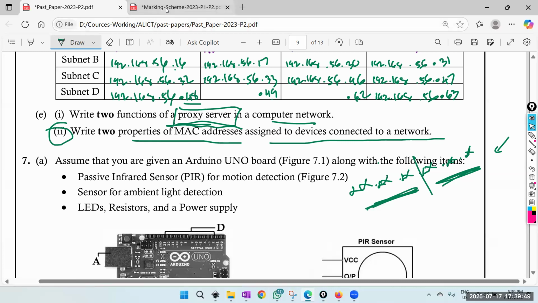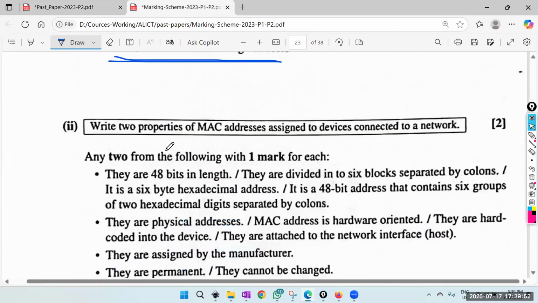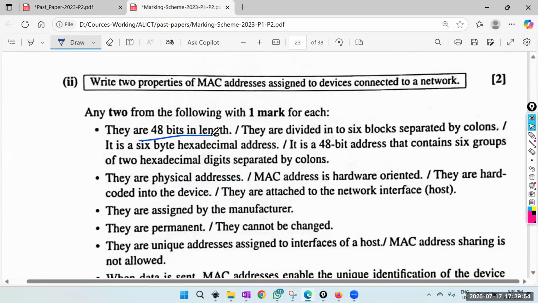Okay, right. So let's see what the examiner's answers are. I can see it's 48 bit. 48 bit means 8, 8, 8, 8, 8, 8, 8 into 6. Okay, and 6 groups. Remember, 6 groups of 2 hexadecimal digits. You can see it's a very descriptive answer, right? It explains everything. I think the examiner is not expecting everything. Maybe if you mention one of these, you get that one mark. 48 bit, 6 groups of 2 hexadecimal numbers, something like that.